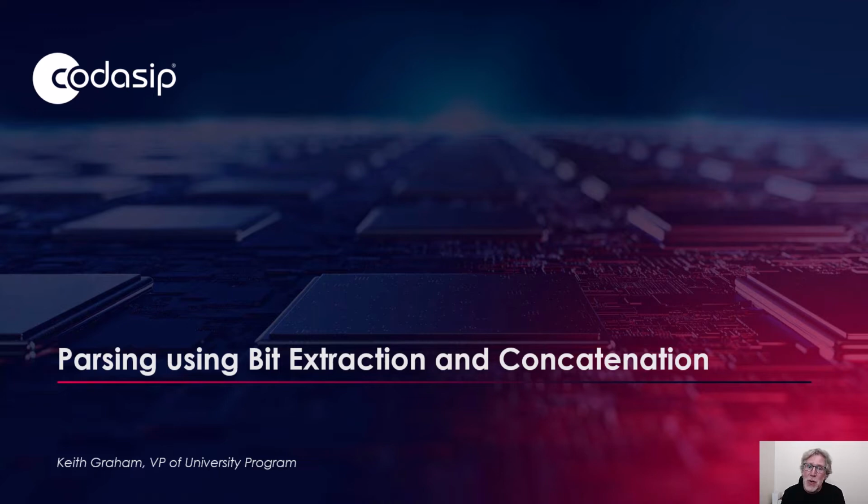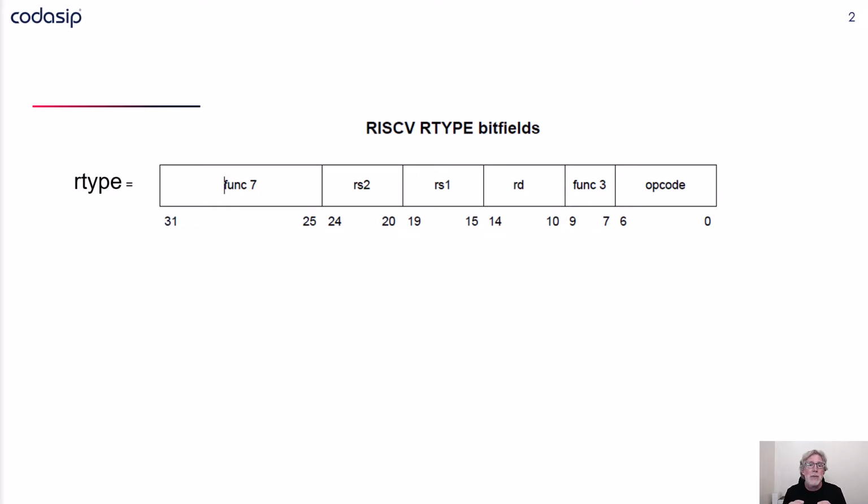Today I'd like to show you two simple techniques that help you parse the instruction that you just fetched from your RISC-V machine, to parse the instruction into the individual signals that you will be required to implement your 5-stage pipeline. Now, I'm going to use as an example the R-type instruction format.